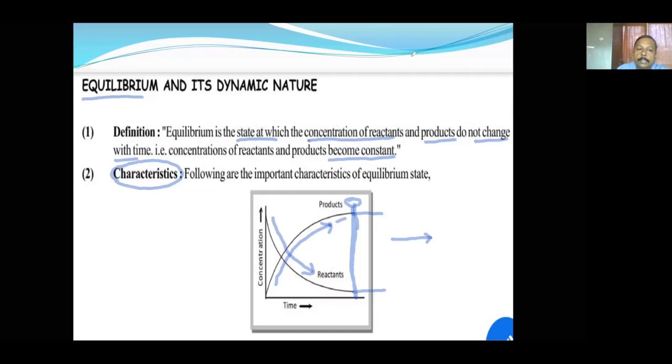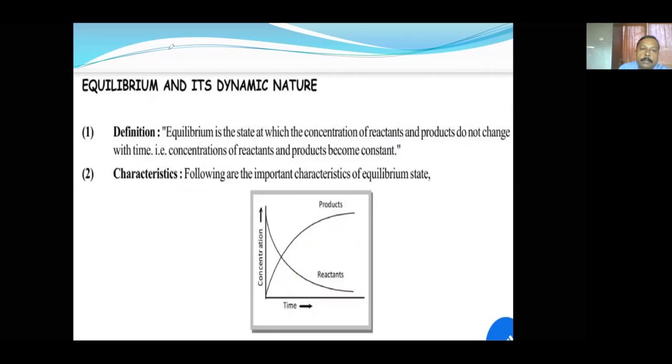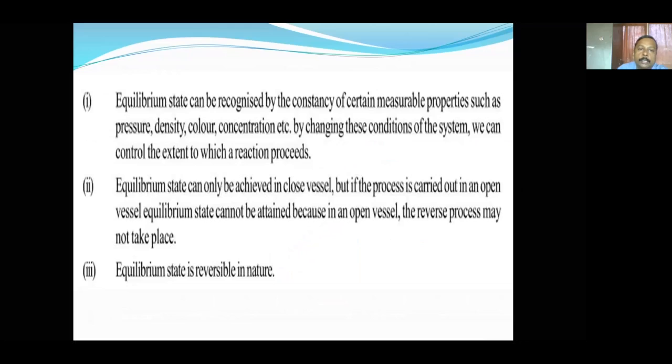Now let's see the next. Characteristics are very important, especially for direct theory based questions. So understanding between the lines of NCERT is a must, and that is what I am going to do now. The equilibrium state can be recognized by constancy of certain measurable properties. Every time we will not be able to measure the concentration alone. There are certain direct hints which will tell you that equilibrium is attained.